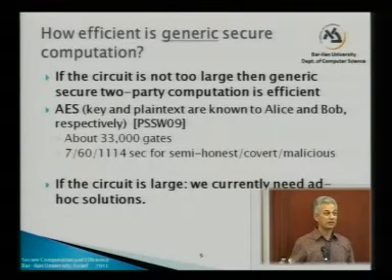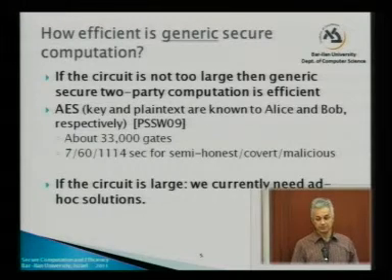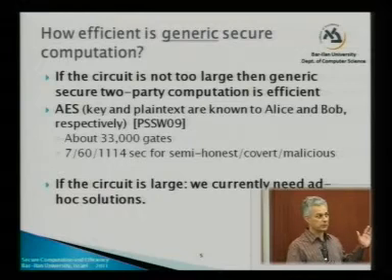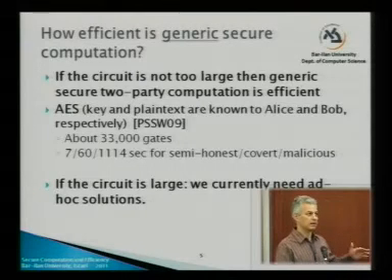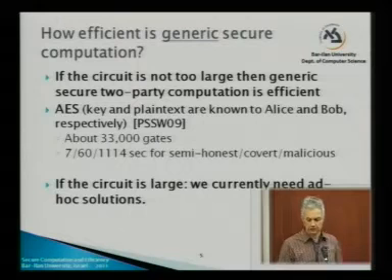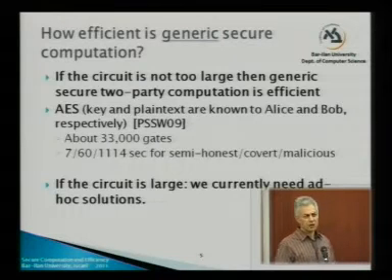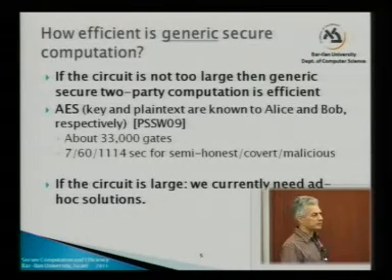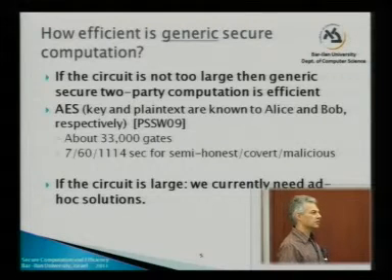So if we have a circuit with 1 million gates, it might take quite more time than that. Although part of the time is consumed by the oblivious transfers, and there the overhead just depends on the number of inputs, not on the size of the circuit. But it's obvious that if the circuit becomes very large, we need other solutions.